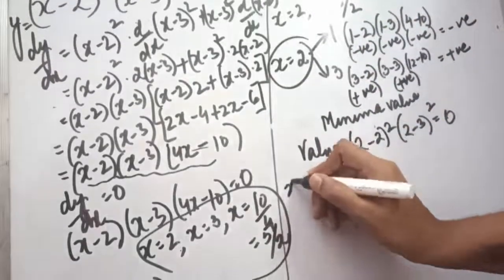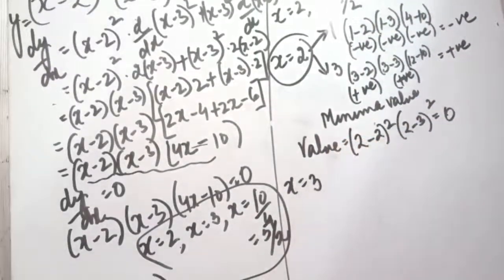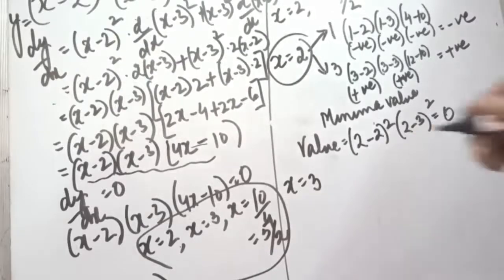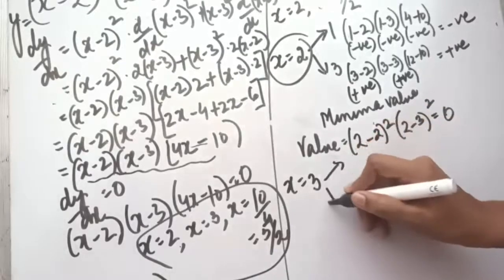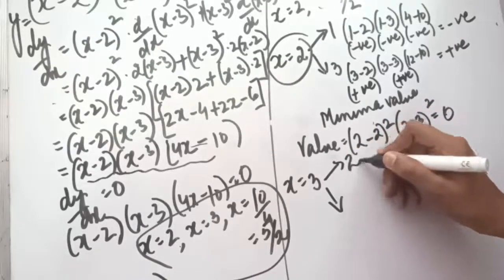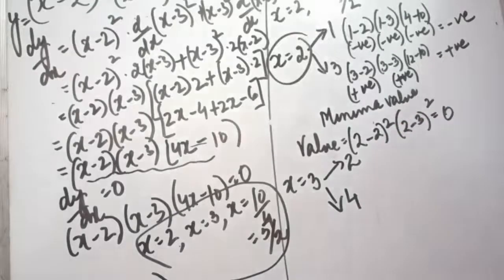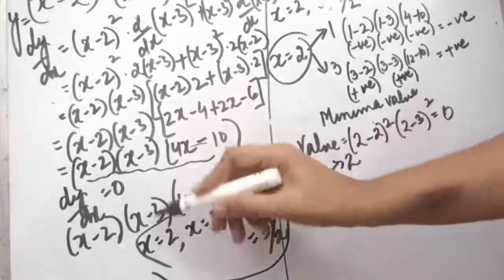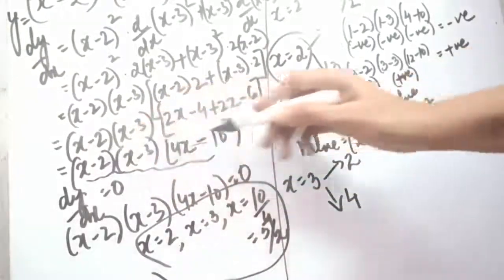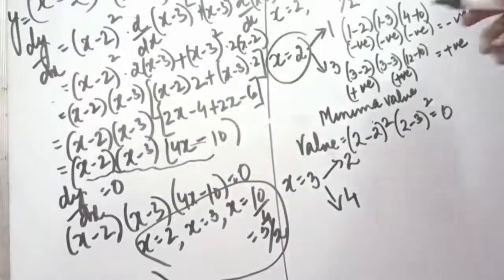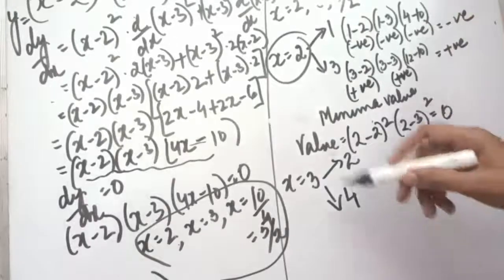Coming to the second value, that is x is equals to 3. Again we have to select a value which is less than 3 and one value which is more than 3. So less than 3 is 2 and more than 3 is 4. Now we will put these values in the derivative. This is the derivative, and only observe the signs. You need not show this, only observe the signs.